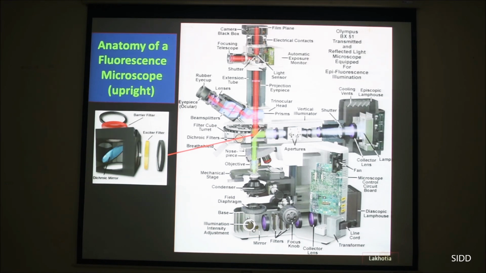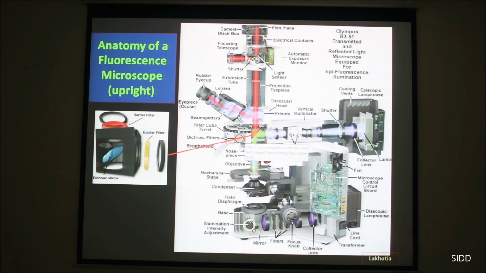And this is how it looks, the same diagram as I showed you earlier, but this is where the filter cube is located. This side faces the light source, the mercury lamp. Light comes in here, the dichroic mirror reflects it down to the object. The object now reflects the incident light or excitation light as well as the emission fluorescence light. Both the light waves are now traveling up again.